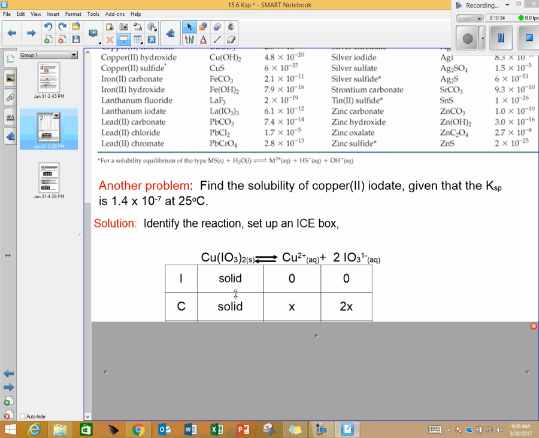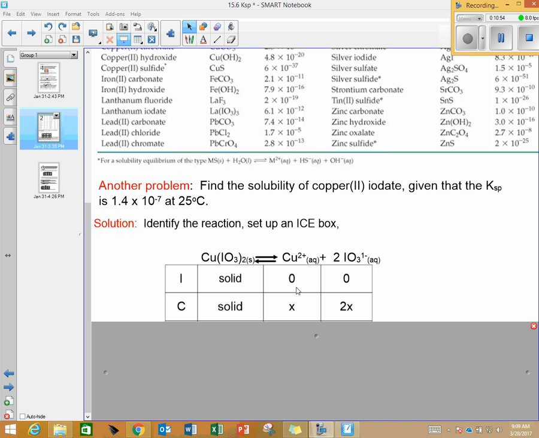Okay. Now, remember, solids we ignore. And if we're checking for the solubility, we're saying we start with none of this. The change row, how much will form? The coefficient is 1, so we have just 1x. The coefficient is 2, so we have 2x.